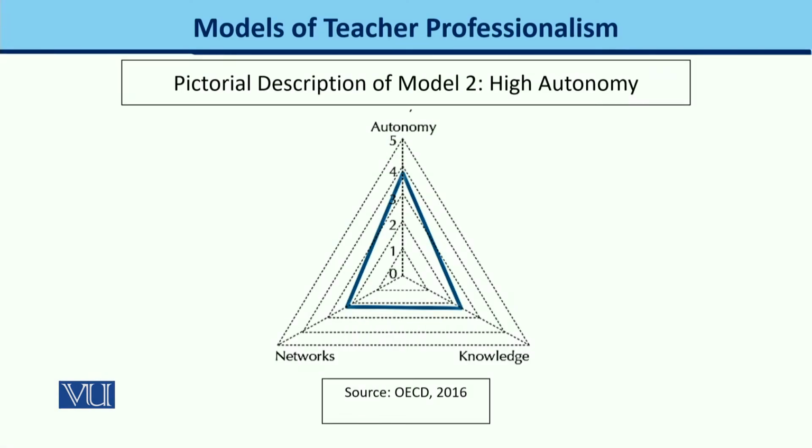If we look at this pictorial description of the model of high autonomy, you will see the tilt of the blue-lined triangle in between is more towards autonomy. The knowledge and the networks are balanced, but more focus is on autonomy. Autonomy of what? Here the question arises: autonomy of what?